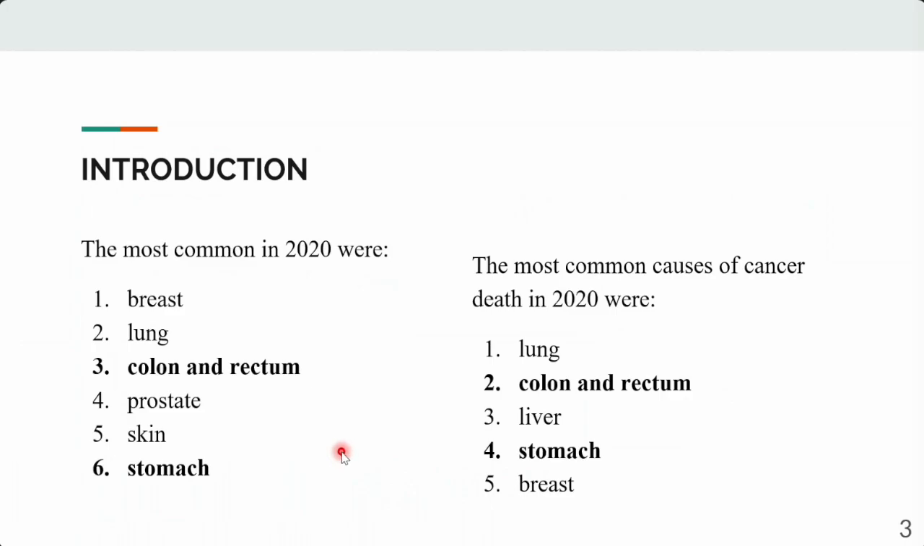This is the Global Cancer Statistics table from WHO. We can find that the third and the sixth ranks of cancer incidence and the second and fourth ranks of mortality are all related to gastrointestinal tract malignancies. Therefore, we want to know what the cause of this phenomenon is and how to alleviate it.